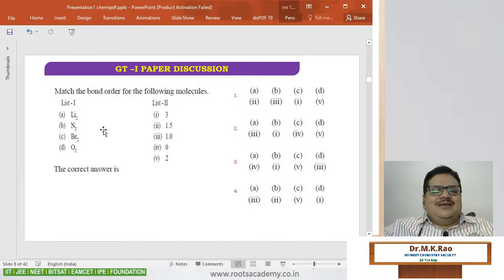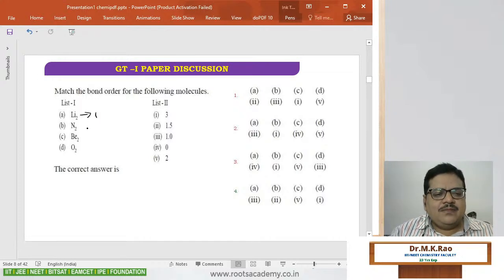Next, here also same pattern. They are saying lithium 2. Definitely bond order is 1. N2 bond order is 3. Beryllium 2, bond order is how much? Here also beryllium 1s2, 2s2. It is also 1s2 2s2. Now here the bond order of beryllium 2 should be 0. Why?